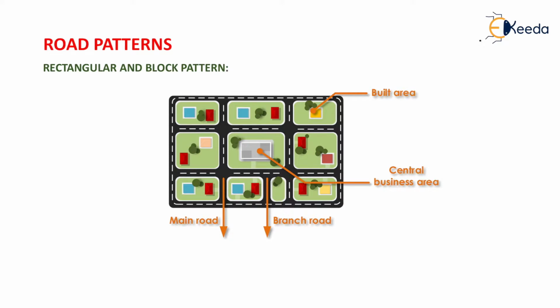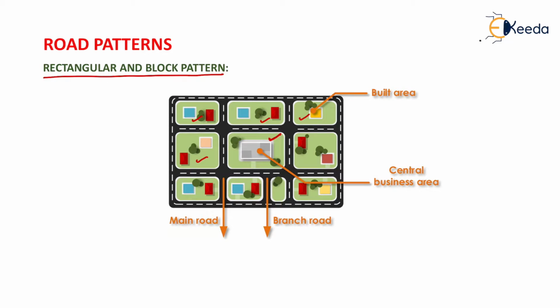Now, we have developed the various types of road pattern, starting with the first type, that is the rectangular and block pattern. In the rectangular and block pattern, we are more focused on the central business area. We need to connect the central business area from the main road as well as from the branch road. So we keep the business area in the central portion of the whole area, and near the central business area we construct the various residential properties, which are known as built area, which is shown here.